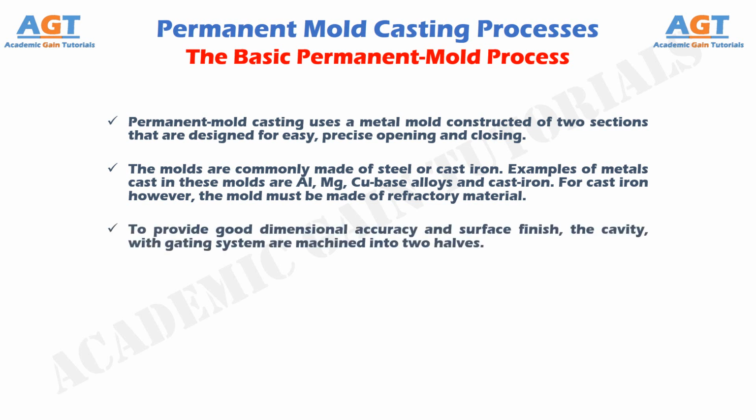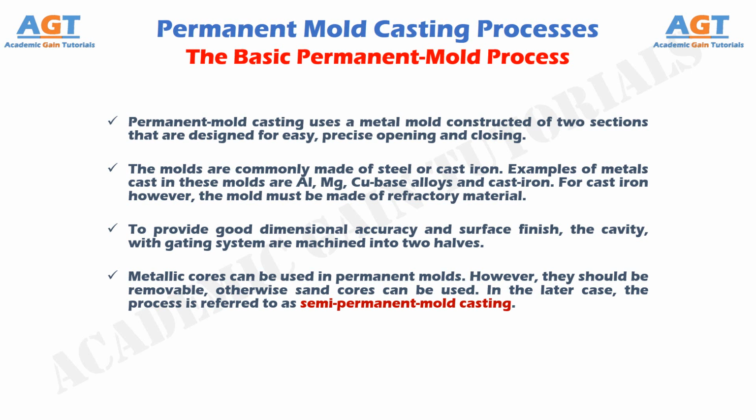To provide good dimensional accuracy and surface finish, the cavity with gating system are machined into two halves. Metallic cores can be used in permanent molds. However, they should be removable, otherwise sand cores can be used. In the latter case, the process is referred to as semi-permanent mold casting. We will observe the steps followed in the basic permanent mold casting in the next few figures.